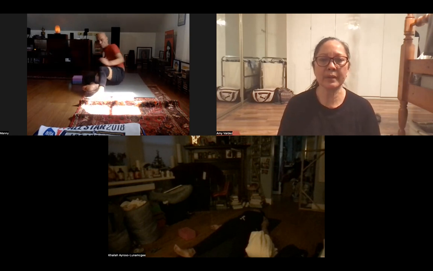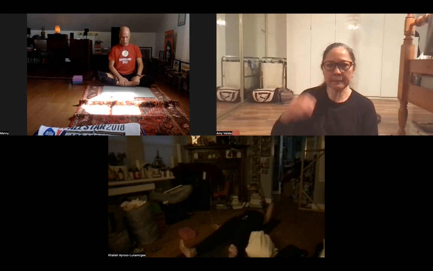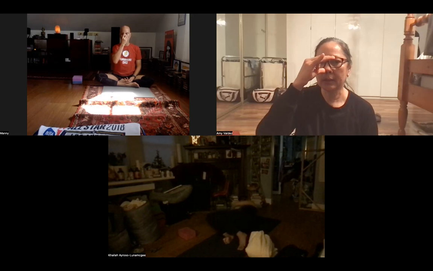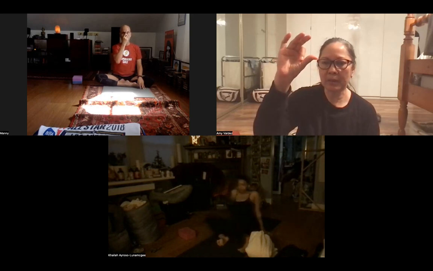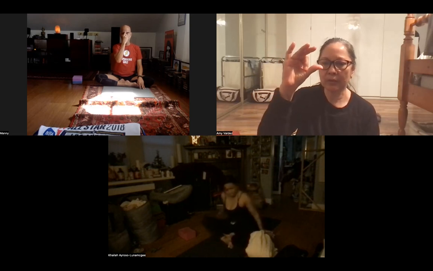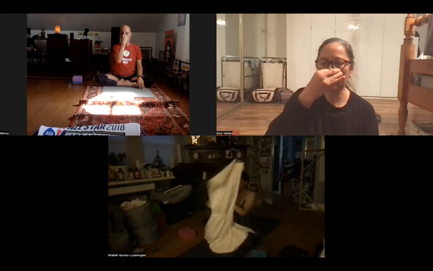Let's do a little pranayama together. So let's do alternate nostril breathing. So you're going to plug your right nostril. Good, and I have my index finger to the base of my thumb, if that's the method you want to use. So you have the thumb for the right nostril, the two middle fingers for the left nostril.